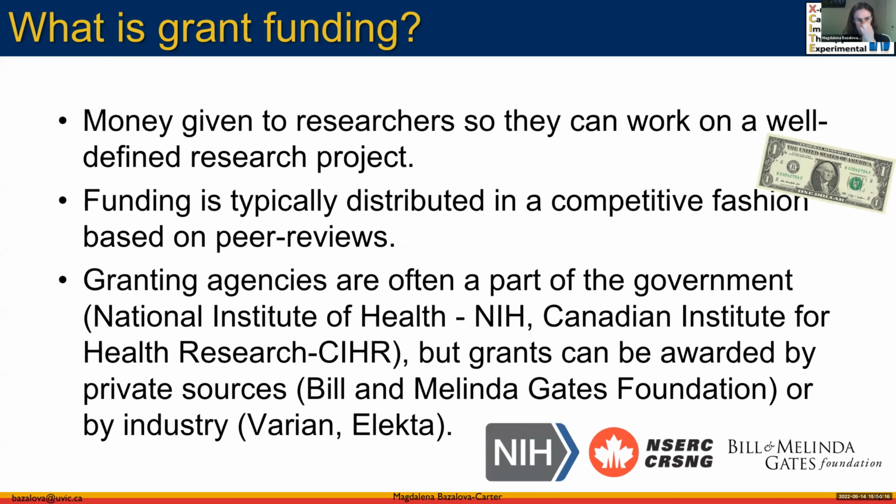And where can you get your funding from? Very often granting agencies are part of the government. For example, in the US, it's the National Institutes of Health, the NIH. In Canada, it's the Canadian Institutes of Health Research, or CIHR, but grants can also be awarded by private sources, such as the Bill and Melinda Gates Foundation, or by industry. Varian definitely gives out grants. I'm sure Elekta does give out grants as well. So you can apply to these different institutions and get funding for your research.